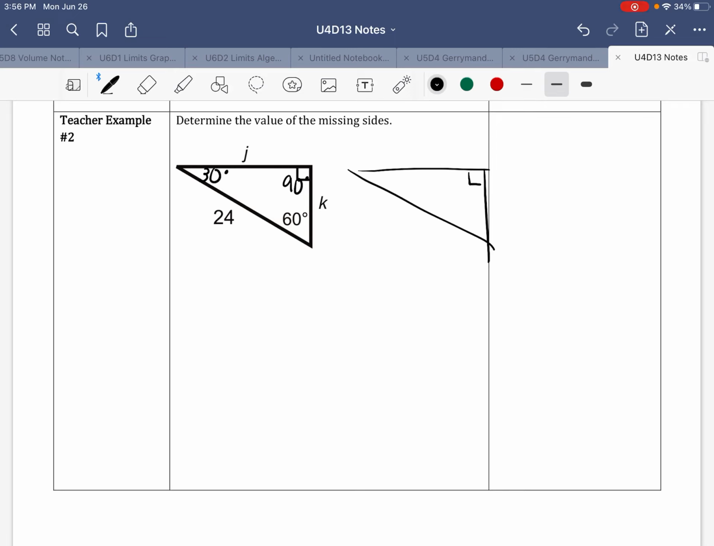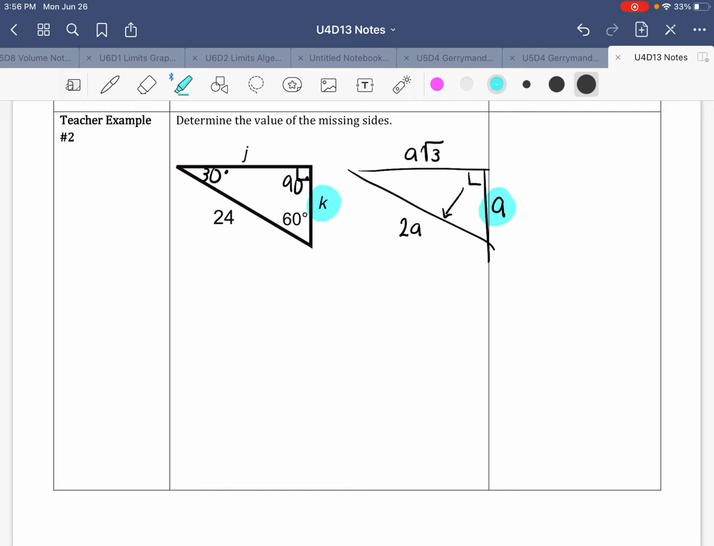Okay? I know that my shortest side is represented by the letter A, and my hypotenuse here is represented by 2A, which leaves my longer leg equal to A square root of 3. From there, I'm going to find my corresponding sides.